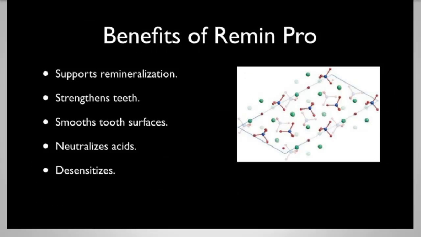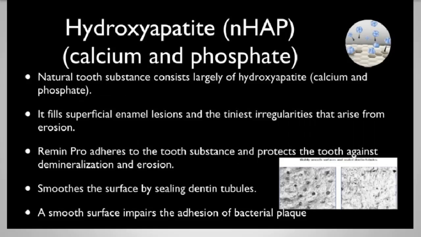The combination of these products supports remineralization, helps strengthen teeth, leads to a smooth tooth surface, neutralizes acids, and also desensitizes. So we have a multifactorial component that a single product is able to do. Now, hydroxyapatite itself is very interesting, and nanohydroxyapatite in particular. Nanohydroxyapatite can be thought of as kind of the special sauce in Remin Pro.